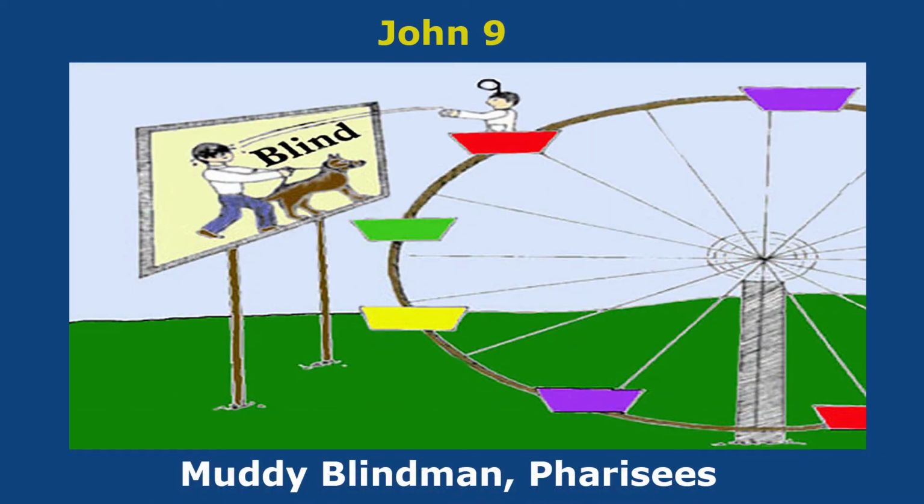John chapter 9. Chapter 9 is the mirror on the head of the doctor, which looks like a 9. Muddy blind man is the blind fellow on the billboard that has mud on his eyes. Pharisees is the Ferris wheel.